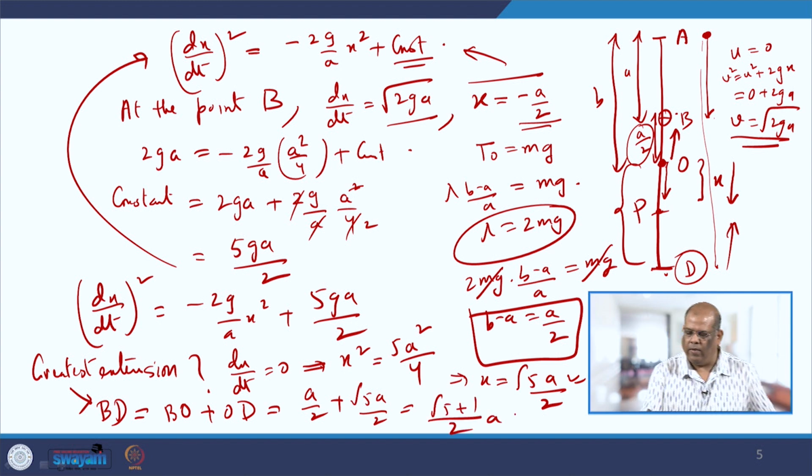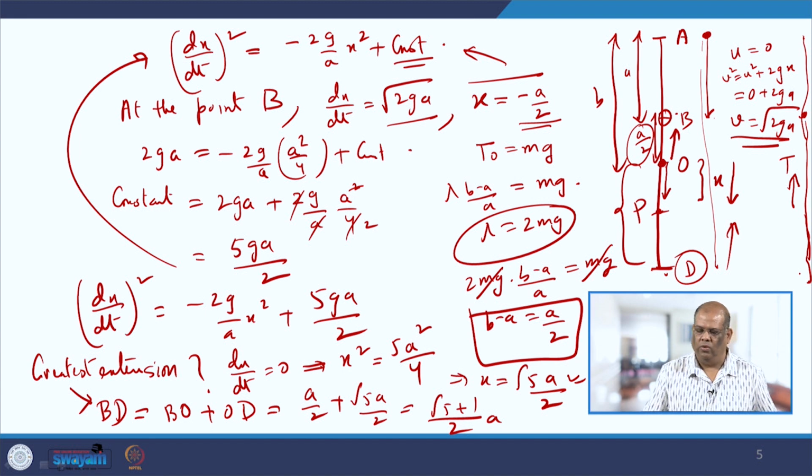So, one more time, the greatest extension means that you have dropped it from the point A, and then this mass will fall like this. At this point, the elasticity of the string will come into action, there is a tension, and at one point that tension will be equal to the force, which is mg, and then it will stop. So, it means the velocity will be equal to 0.